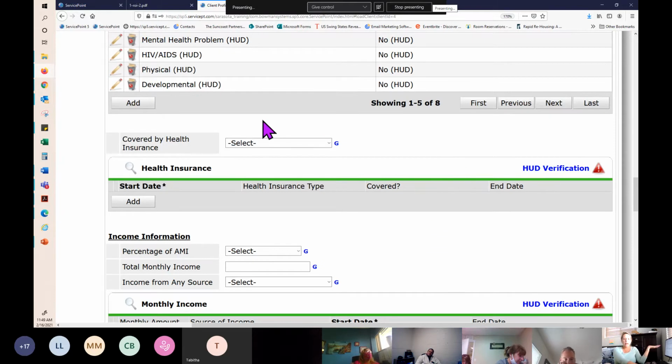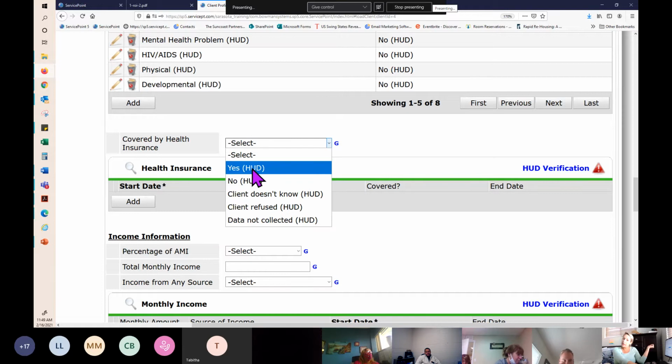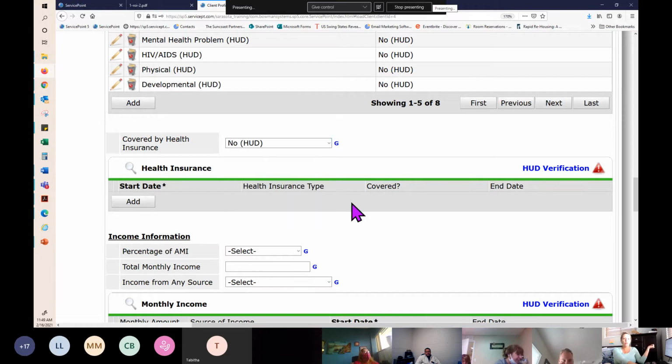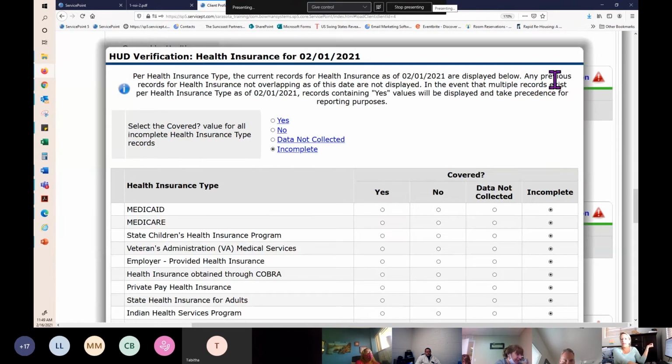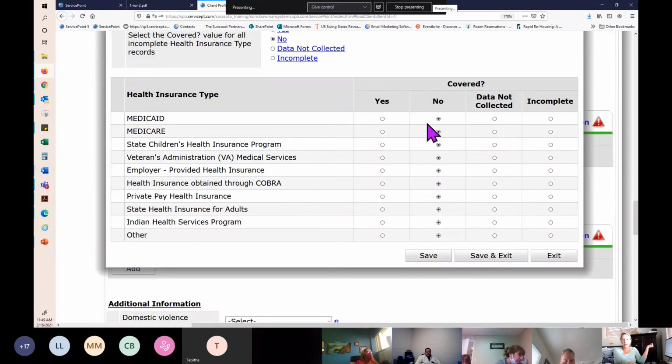So, covered by health insurance. I don't want it to say, are you covered by health insurance? No? Okay. No. We need to HUD verify. Then go down the list and ask the question. Do you have Medicaid, Medicare, State Children's Health Insurance Program? We're going to go through the rest of these to ask the client whether they are covered by health insurance. This family is not. We're going to save and exit. Maybe Brandon had health insurance, but he lost it when he lost his job.